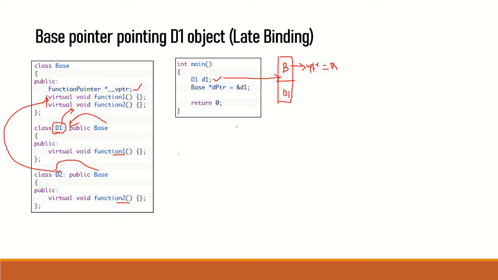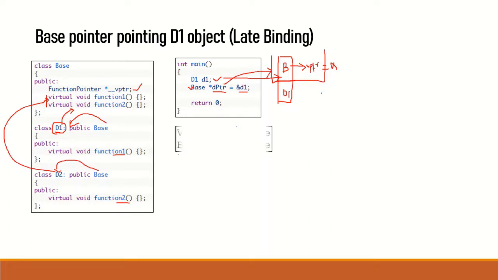Okay. Next, we have created a pointer called dptr of type base and we are assigning the address of D1 to it. I have discussed this point in detail in the pointer to derived class lecture. When a base pointer is pointing to a derived object, it can access only the base part of the class. It is not allowed to access the derived part.